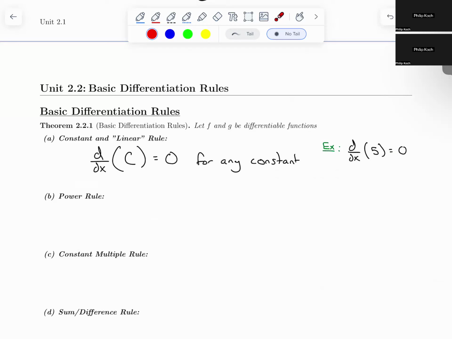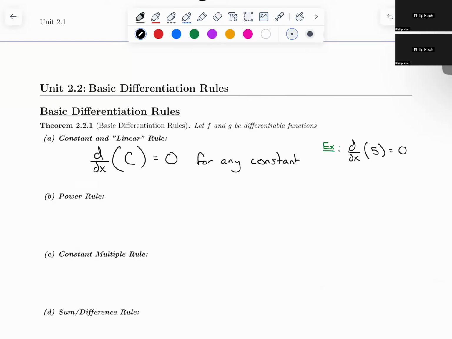And you can also prove it algebraically, because if f of x equals c, then f of x plus h is also c, because there's no x to plug in. So the numerator of the derivative definition is just c minus c, which is 0. So it just goes away. But anywho, we don't need to spend too much time on those things. Once again, if you want to see the proofs, feel free to talk to me.